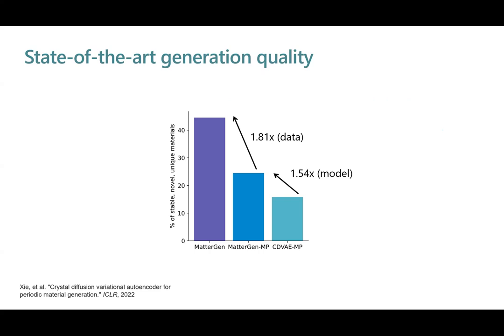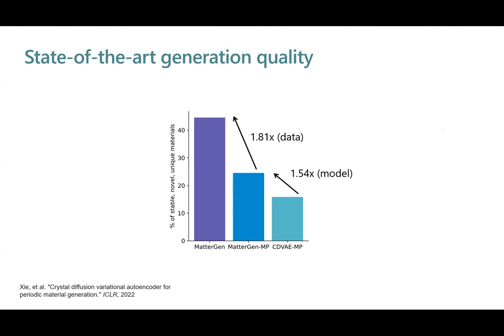So basically, we decouple the improvements between model improvements and data improvements, where we train our model also on the same data set as CDVAE, and we're realizing a 1.5 improvement was coming from the model, where the other 1.8 improvements was coming from the data scaling.